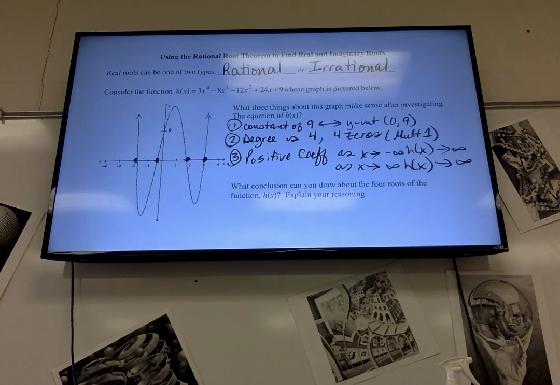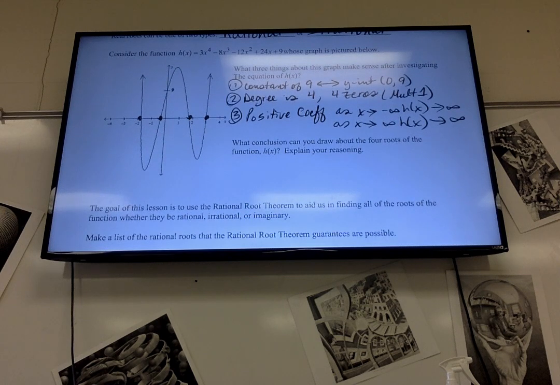Okay, so the next thing says, what conclusion can you draw about the 4 roots of the function h of x? Okay, so think about it in terms of the 4 things we talked about yesterday. Positive, negative, 0, imaginary. So looking at the picture, what do we know? There's 2 negative and 2 positive. Yeah. We know that 2 roots are negative and 2 roots are positive. Just by looking at that picture.